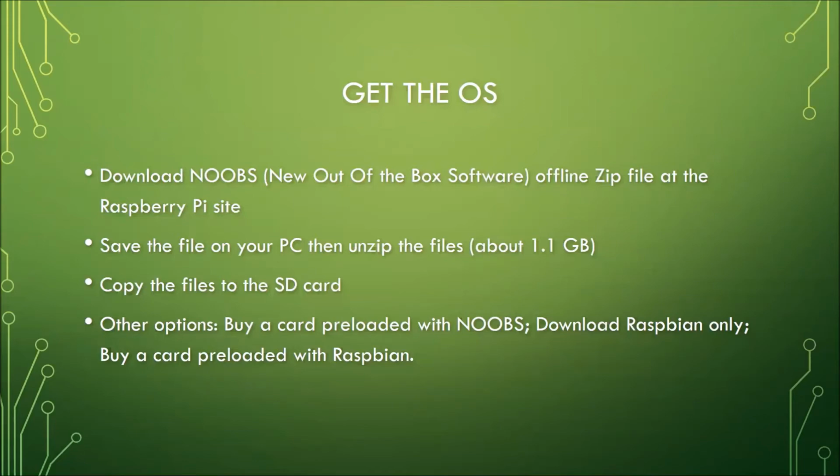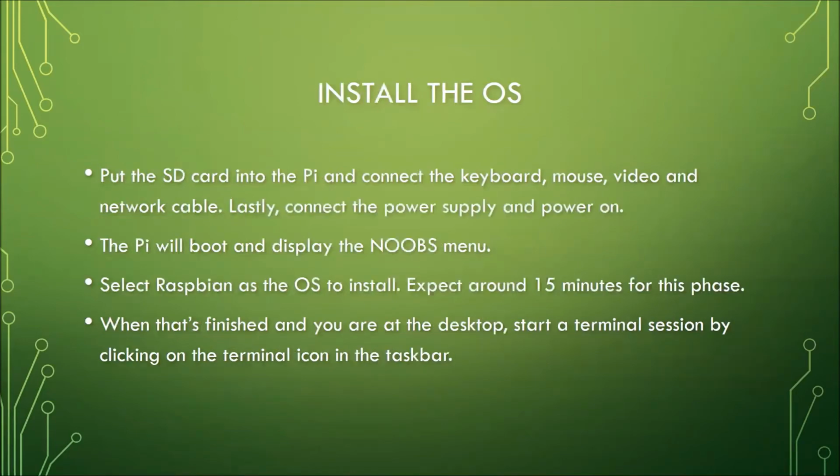Okay, at this point, it's time to put things together. You can snap the Pi into the case, then put the micro SD card into the bottom of the Pi, and then hook up your keyboard, mouse, video, network cable, the power cable, and then plug the power supply in. If you had the monitor turned on at this point, you'll see that the Pi will boot, and it'll display the NOOBS menu, which we'll see in the next slide.